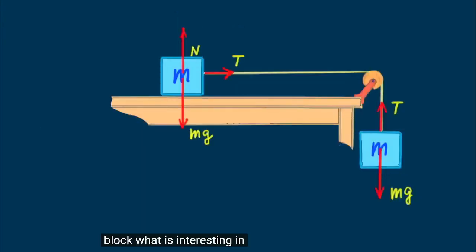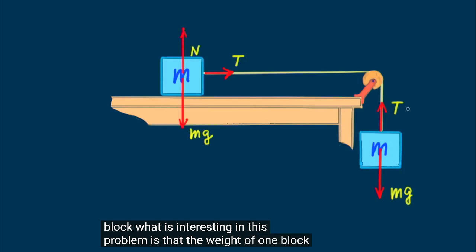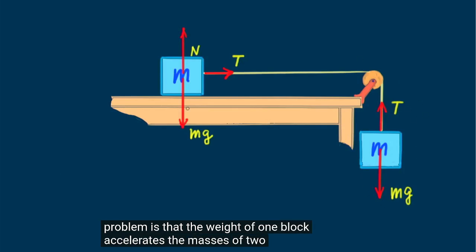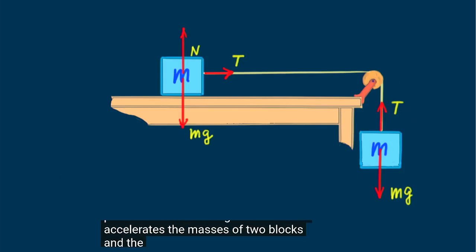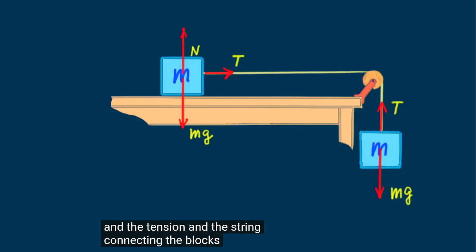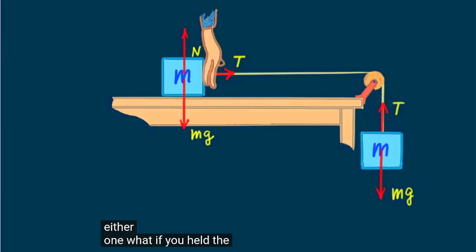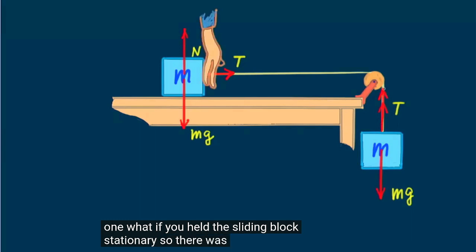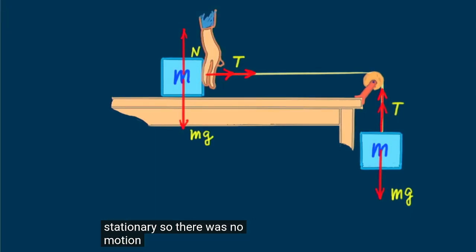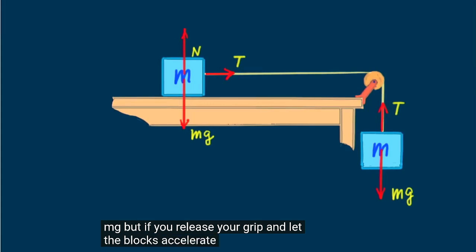What is interesting in this problem is that the weight of one block accelerates the masses of two blocks, and the tension in the string connecting the blocks is not the weight of either block, but half the weight of either one. What if you held the sliding block stationary so there was no motion? Then the string tension would equal mg. But if you release your grip and let the blocks accelerate, this tension decreases, as we've just seen.